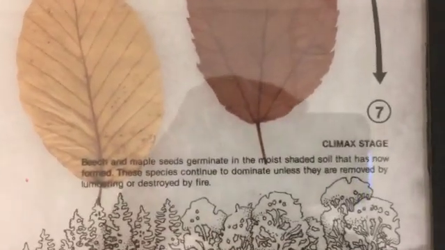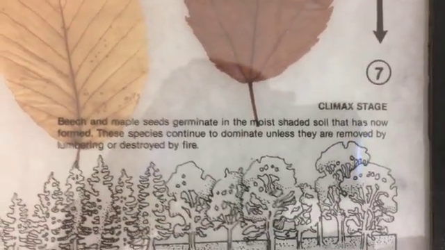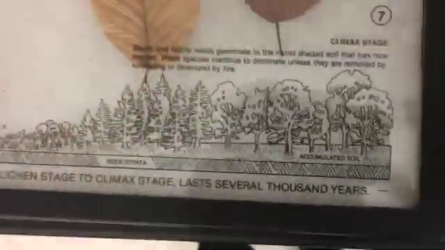And finally, in stage seven, you have the climax stage, where beech and maple seeds germinate in the moist shaded soil that is now formed. These species continue to dominate unless they are removed by lumbering or destroyed by fire. And that's essentially what you have today, thousands of years after the glacier.